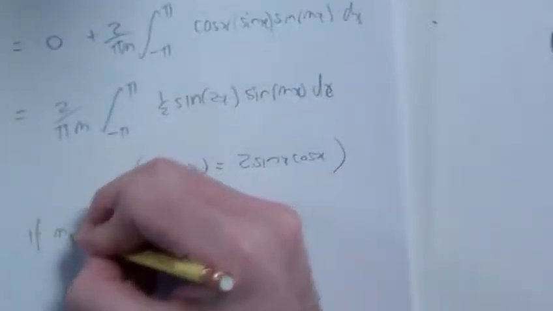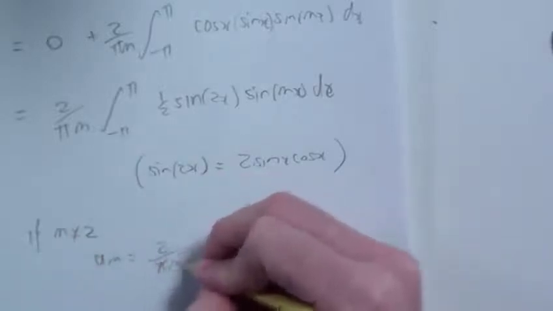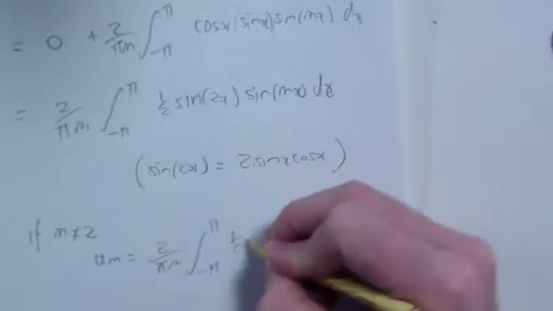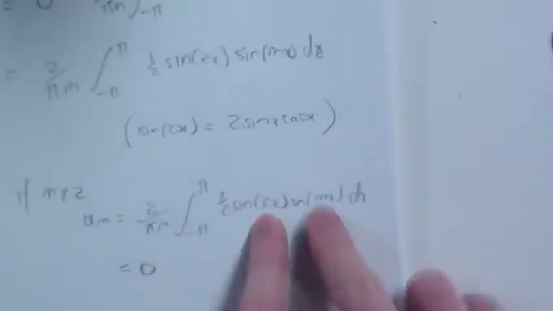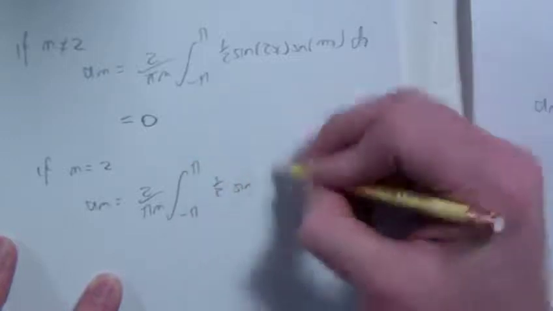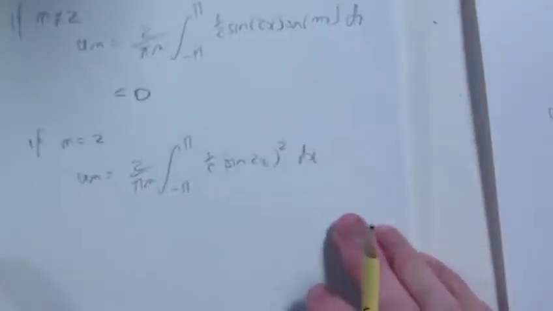And so if m isn't 2, we're going to get that a_m is the integral from minus pi to pi of a half of sine 2x sine mx dx, which is going to be 0 because it's the integral of two different sines multiplied together. And if m actually is 2, we'll get sine 2x and another sine 2x, and I'd have to integrate that, which I could do with the trig identity.